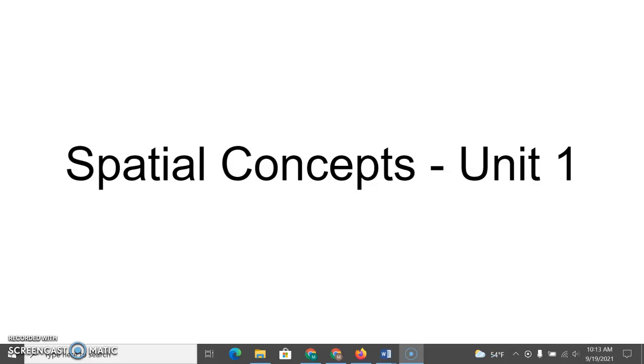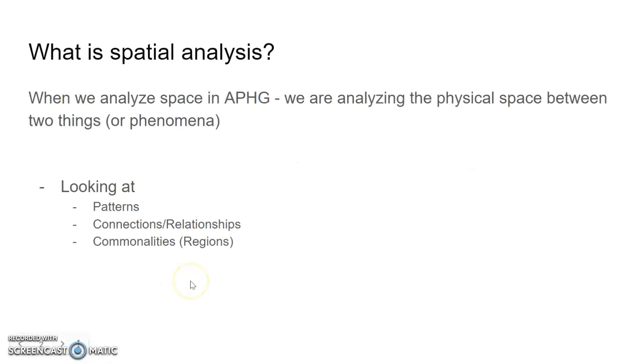All right, in this video we're going to be talking about some different ways in which we analyze space in AP Human Geography. So just talking first of all about the term space, when we talk about spatial analysis and looking at different sorts of patterns and processes and connections across space, we're analyzing the physical distance and space between two things or two phenomena or two places. So we're not talking about outer space, but we're talking about geographic space.